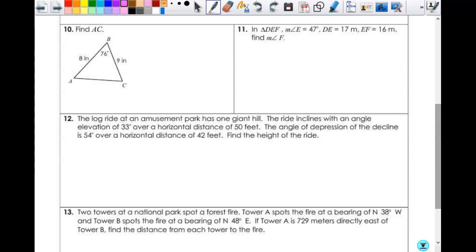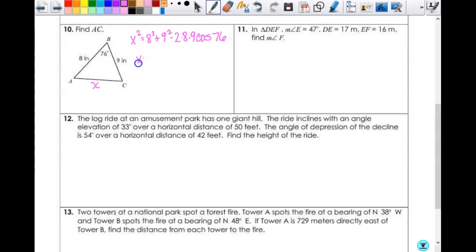I'm going to find the length of AC. So I'm going to call it x. I have side angle side, so in order to do that, that's the law of cosines. So that's x squared equals 8 squared plus 9 squared minus 2 times 8 times 9 times the cosine of 76. I can type all that in at once, but if you do that, make sure you have it under the square root sign, or type it in and then take the square root.